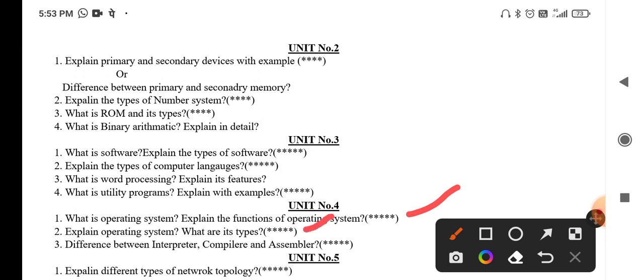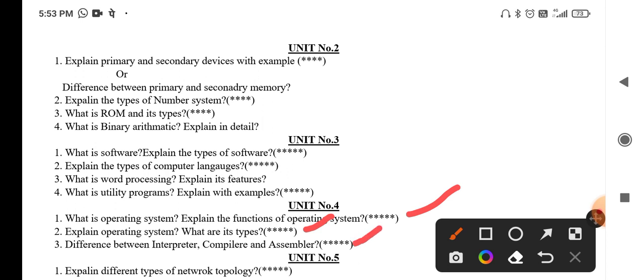Next, question number 2 from unit 4: explain operating system and what are its types. Again we have to write the same definition of operating system, and what the different types are, like single tasking operating system, multitasking operating system, multi-programming operating system, distributed operating system, and time sharing operating system. We have so many different types of operating systems. When you get this question in the final exam, just mention at least 3 to 4 different types and explain a few advantages and a few disadvantages.